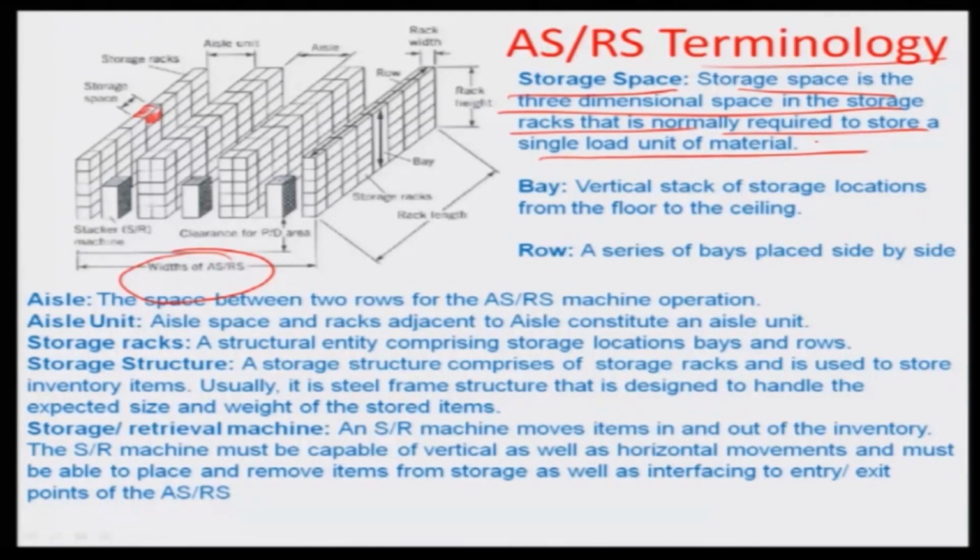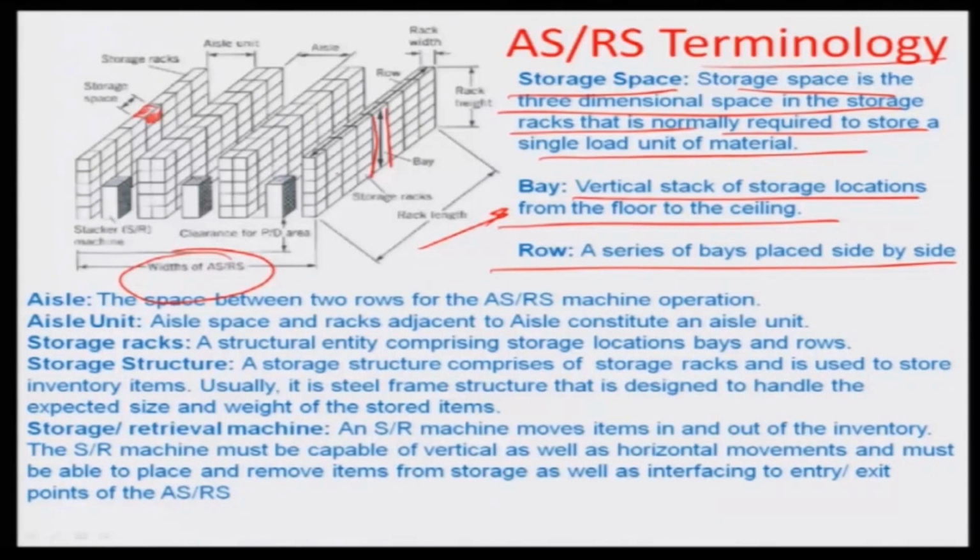There is also a bay. So the bay is somewhere in between here, a vertical stack of storage locations from the floor to the ceiling, okay. And obviously there is a row, a series of bays placed side by side. So you can have different rows, as can be looked into here, and then another row; these are all horizontally placed series of bays as rows.